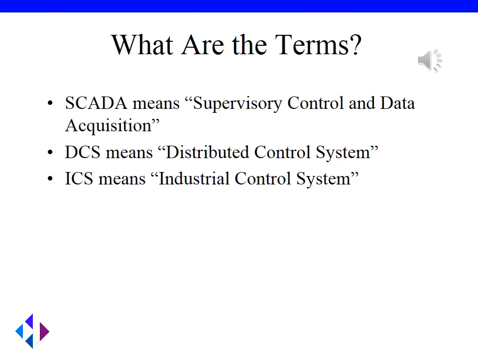So what are some of the general terms? SCADA means supervisory control and data acquisition. Two other terms that you're going to see when it comes to SCADA systems are a DCS, which is distributed control systems, or ICS, industrial control system.